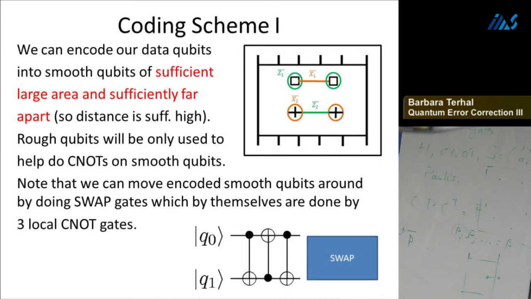Okay, so the rough qubits, they will be used to do a CNOT on the smooth qubits. So they're sort of helper qubits.